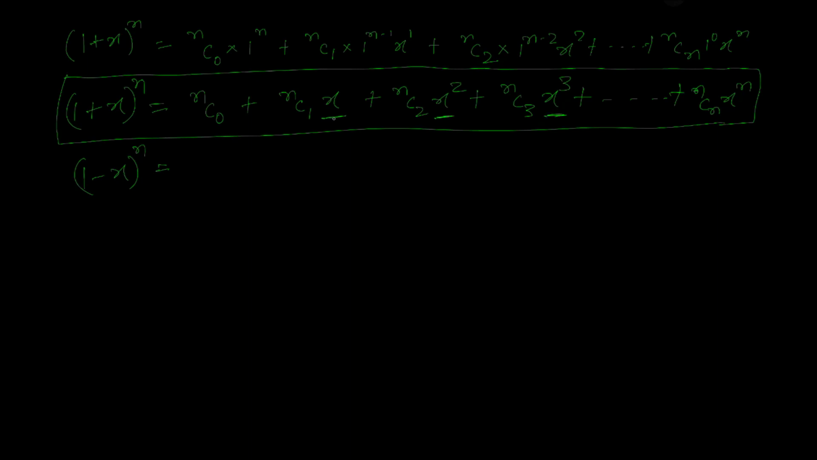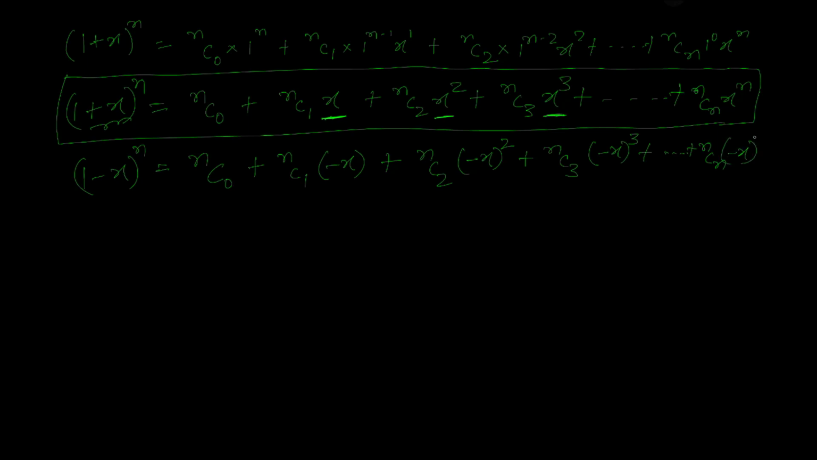So what will happen? All the odd powered position terms will become negative. All the even powered position terms will remain positive. So (1 minus x) to the power n will become, it's like saying in place of x, replace minus x. So nC0. Now nC1 into minus x. Okay, let me take one more step once and for all. nC2, in place of x square, we will have minus x square, plus nC3, in place of x we have minus x cube, plus up to nCn minus x to the power n.